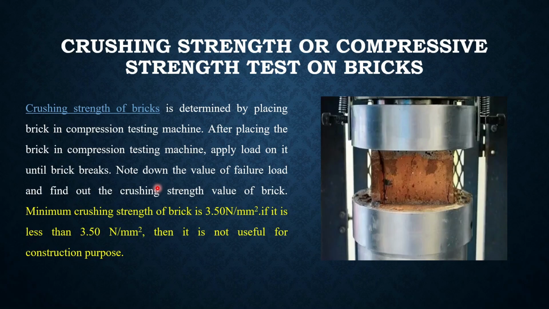And the next one is your crushing strength. Crushing strength is nothing but how much load a brick can withstand. We are going to place a brick in a compression machine and apply a load using these plates. So how much is it going to withstand? At least a minimum of 3.50 Newton per mm square. If this is satisfied, then it will be useful for construction purposes. If it is less than 3.5, it means it is not useful for your construction purpose.